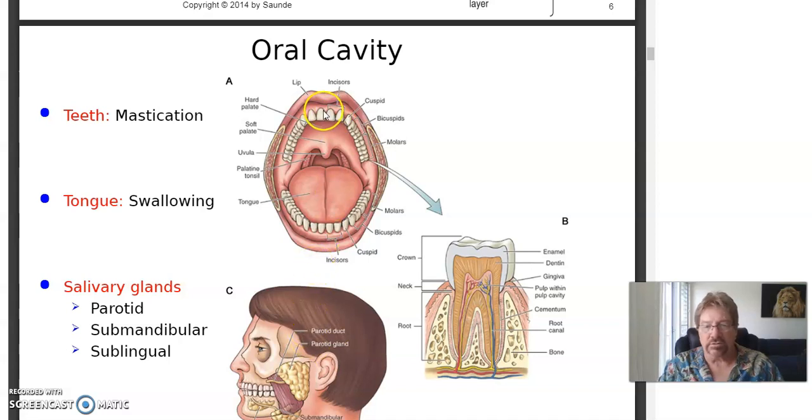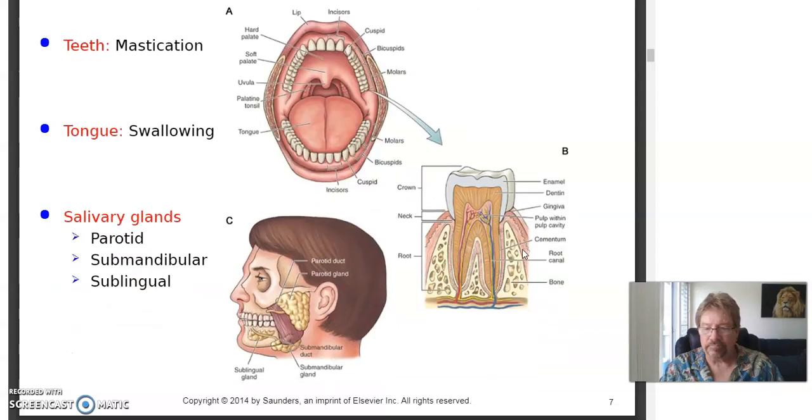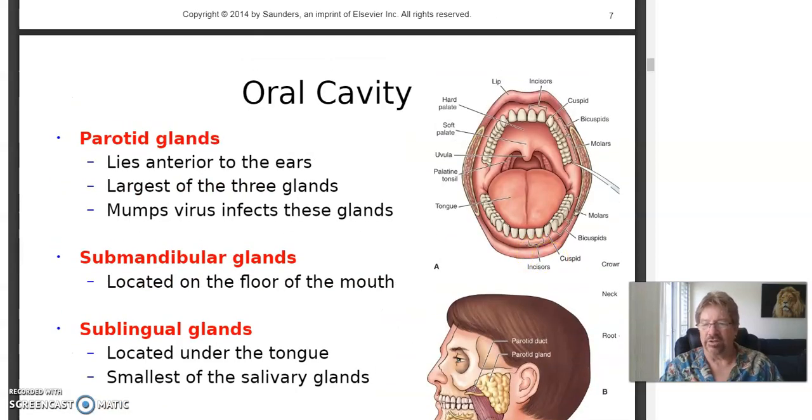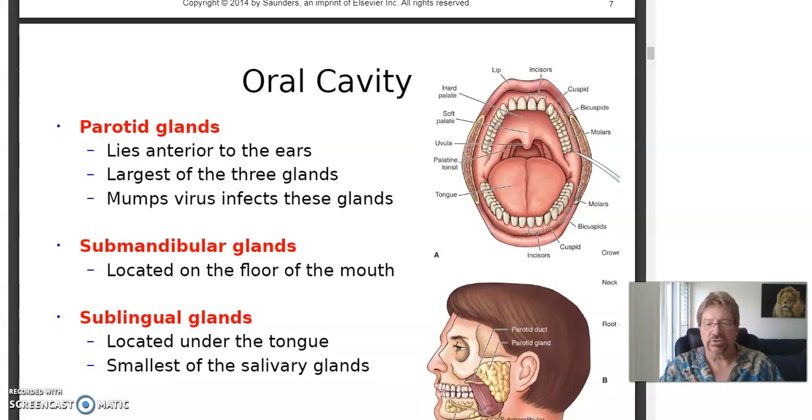Okay, so here's our incisors, cuspids, bicuspids, molars, palatine tonsils, soft palate, hard palate. Okay, the anatomy of a tooth. Teeth are very important, but they just never have particularly interested me, but they sure do if you get a toothache, though.